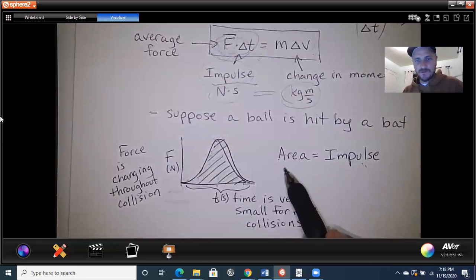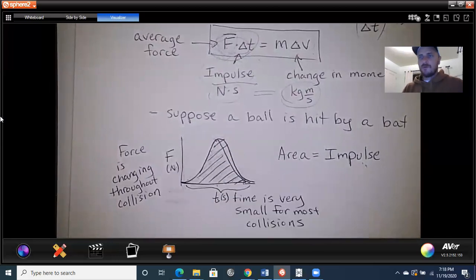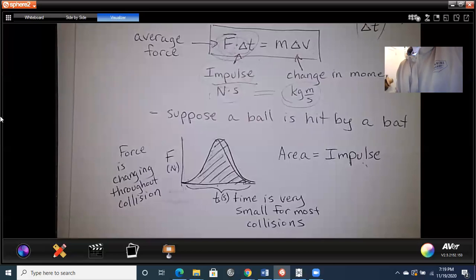If not, just memorize it, okay? The area of an FT graph is impulse. And again, we don't know how to find that. So where am I going with this? You're like, yeah, you keep saying that. I know, but I need to make sure that you're tracking.